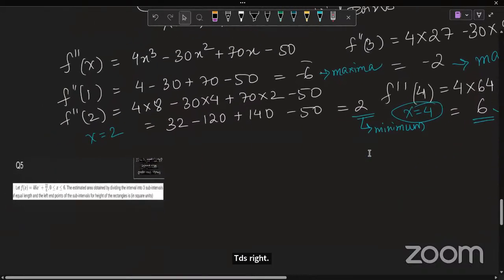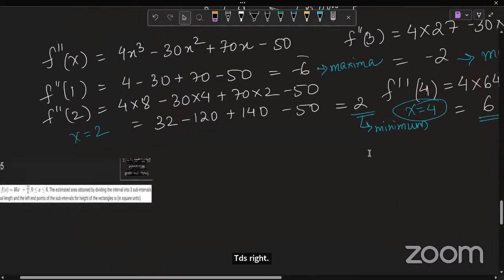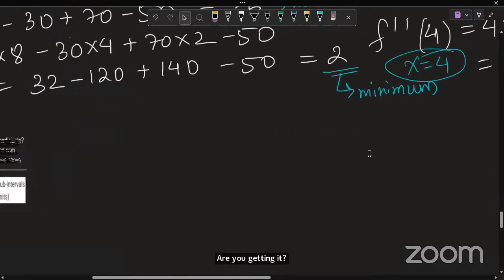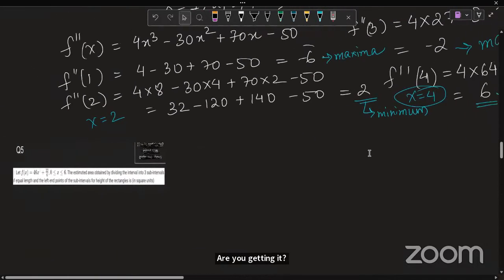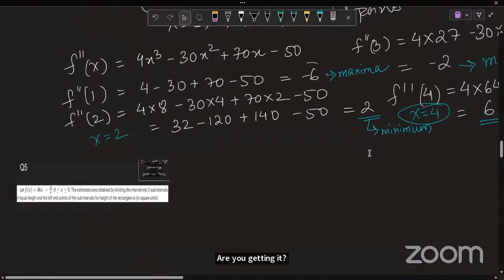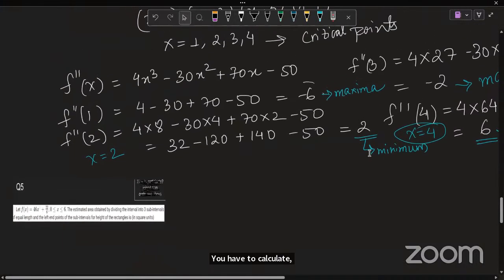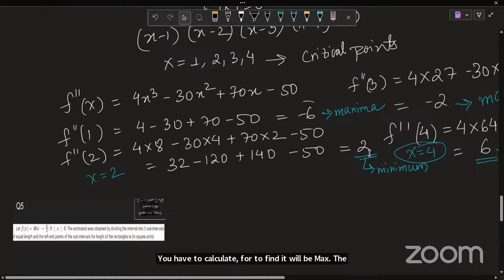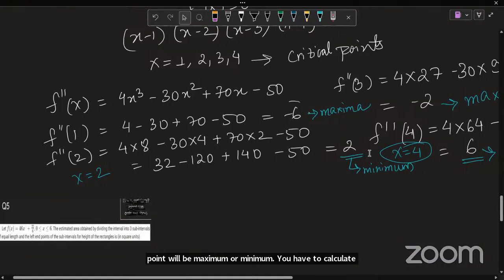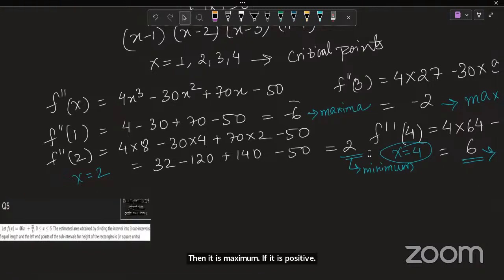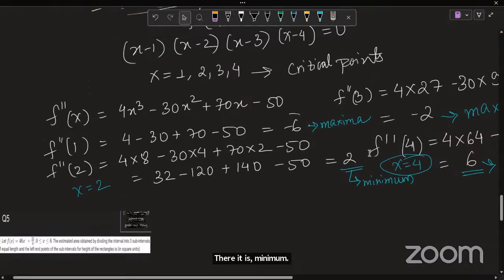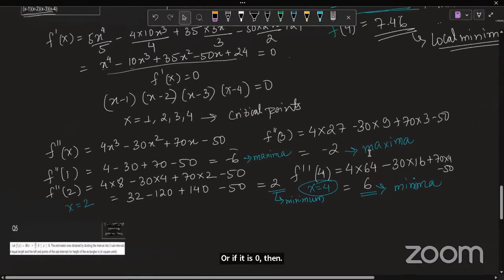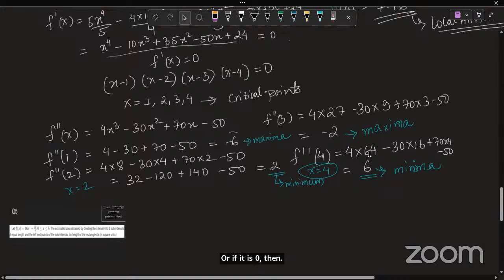Okay. Are you getting it, sir? To find whether the point will be maximum or minimum, you have to calculate the second order derivative. If it is negative, then it is maximum. If it is positive, then it is minimum. If it is zero, then the test is inconclusive.